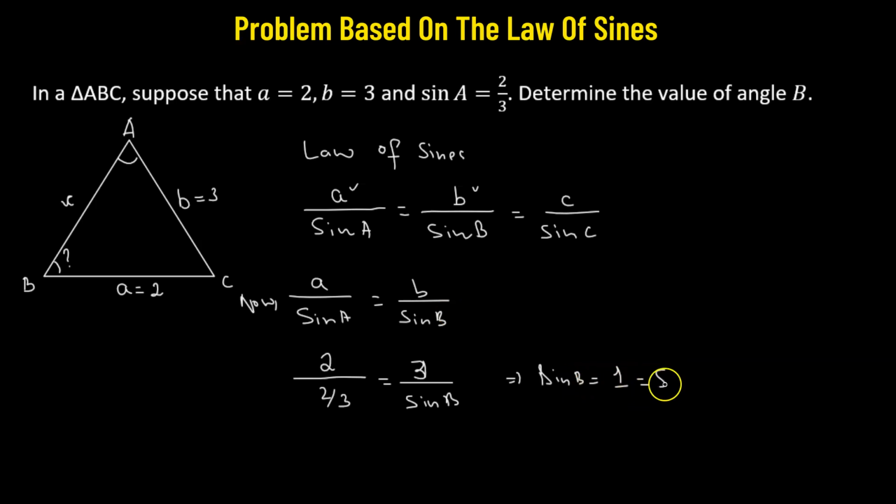Now we know that we get the value of 1 whenever we have sine 90 degrees. So that means the value of angle B is going to be equal to 90 degrees.